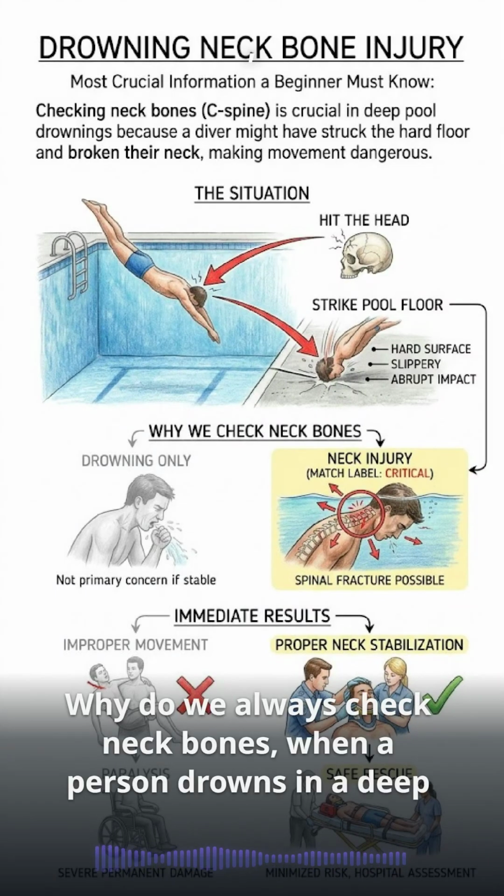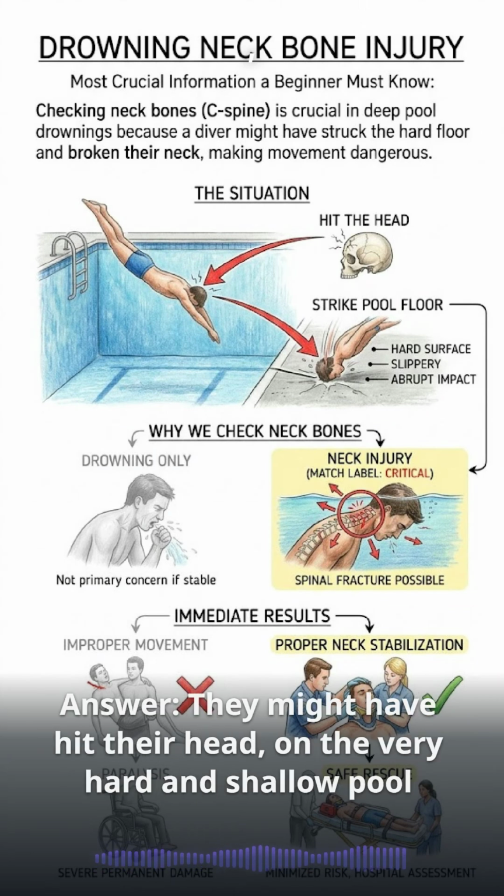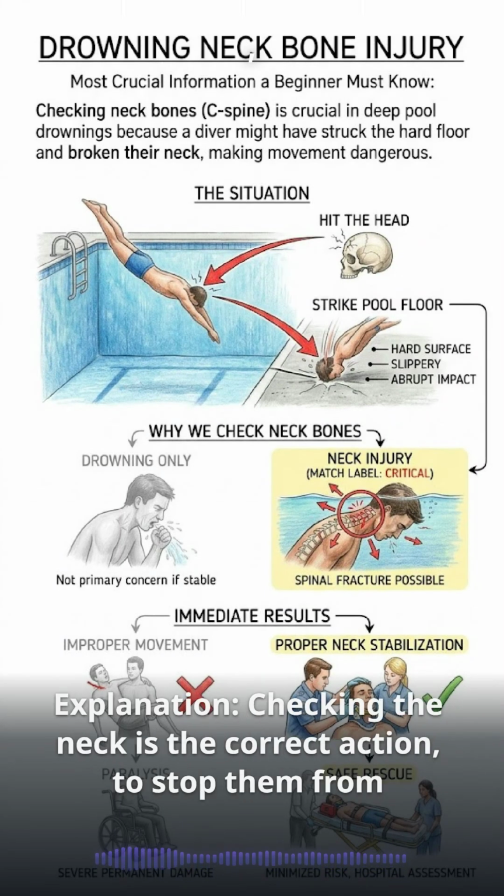103. Why do we always check neck bones when a person drowns in a deep pool? They might have hit their head on the very hard and shallow pool floor. Checking the neck is the correct action to stop them from becoming completely paralyzed today.